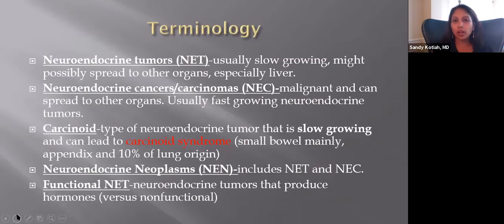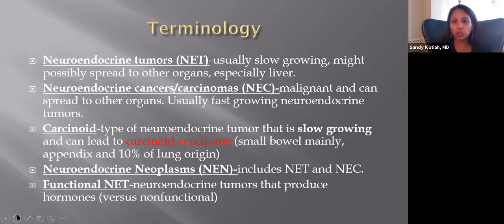So there's lots of terminology with neuroendocrine tumors, and it can get very confusing even for people who treat neuroendocrine tumors. So I decided to put some of the terminology down here. Neuroendocrine tumors usually refer to slow-growing tumors that can potentially spread to other organs, especially the liver, which is the one that we're more concerned about. Neuroendocrine carcinoma means that you have a more aggressive cancer, it's faster growing, and it usually does spread to other organs, and it can be acutely life-threatening, like small cell lung cancer.